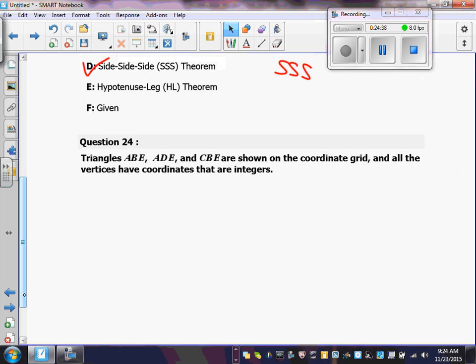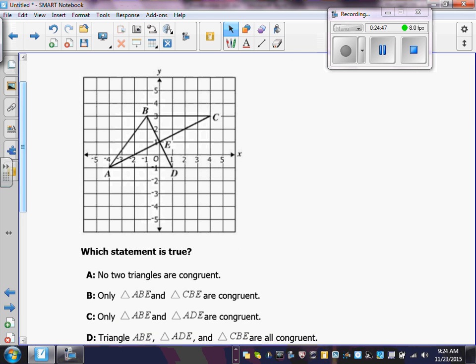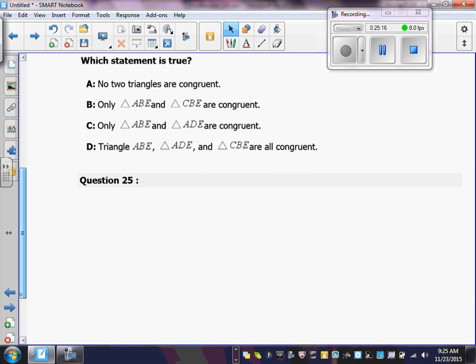All right, triangles ABE, ADE, and BCE are shown in the coordinate grid. So you won't see this question on the test, but when we go over coordinate proofs, I'll show you how we can easily do the problem. But technically, what they want you to do is find the distance of AD, which you can count, BC, CE, EA, and AB, and see if they also equal BE. So you have to do all those distances. But I'll show you how to use the patty paper to do this easily in class.